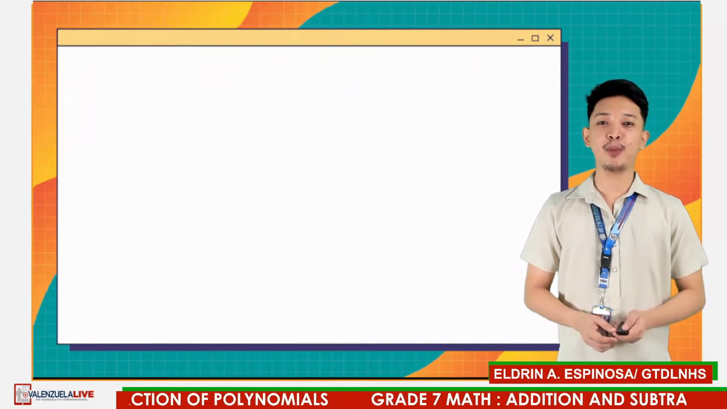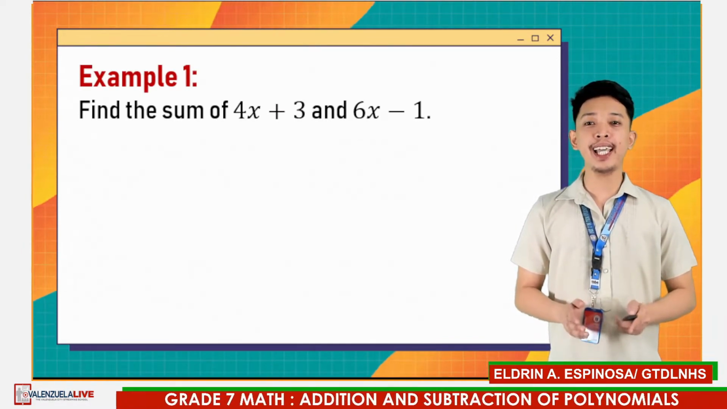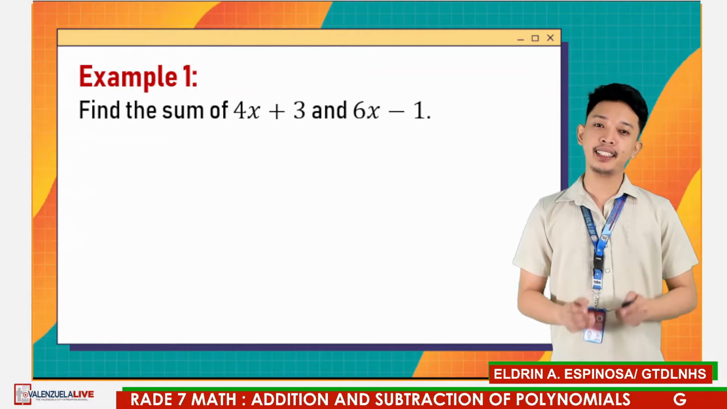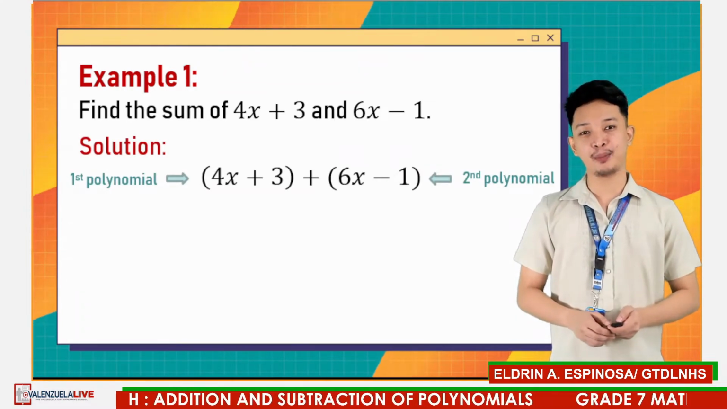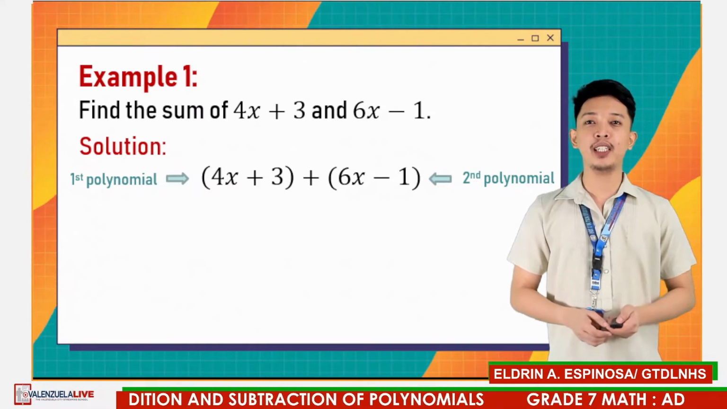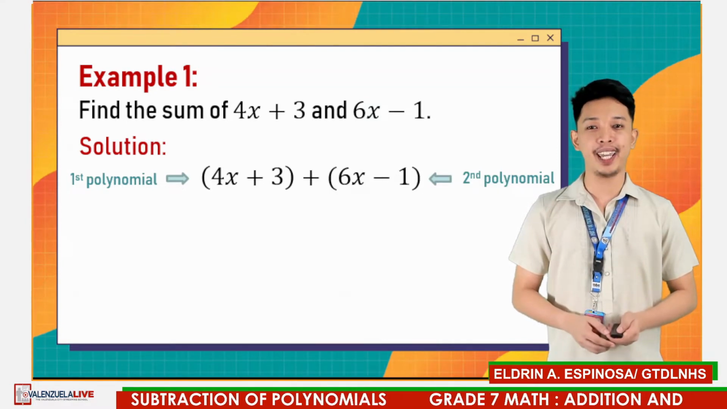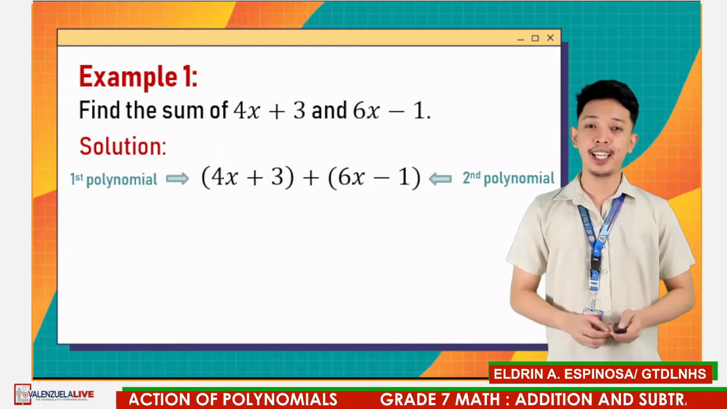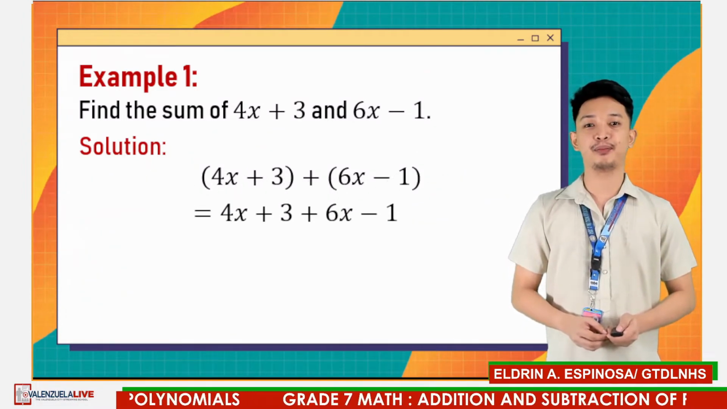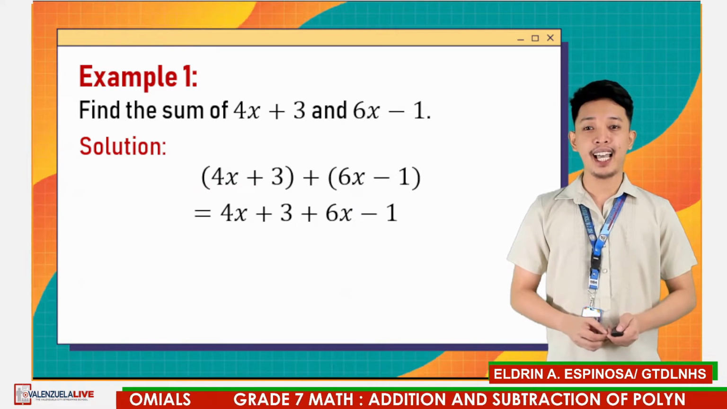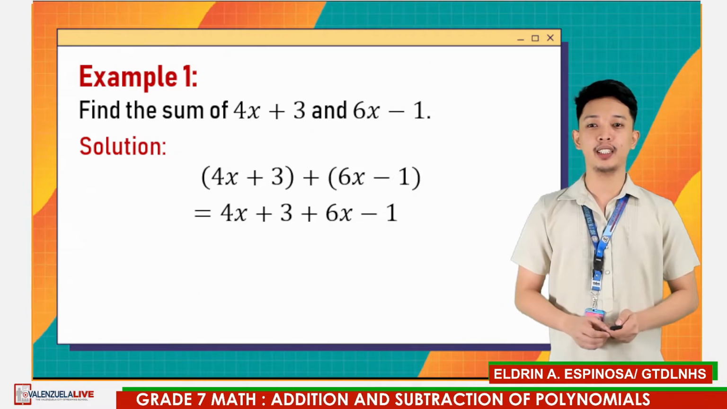Let's try the example number 1. Find the sum of the binomial 4x plus 3 and the binomial 6x minus 1. To show these two separate polynomials being added, we will have the quantity of 4x plus 3 plus the quantity of 6x minus 1. But since we have the addition as the operation, we can simply remove the parentheses. We can rewrite it as 4x plus 3 plus 6x minus 1.